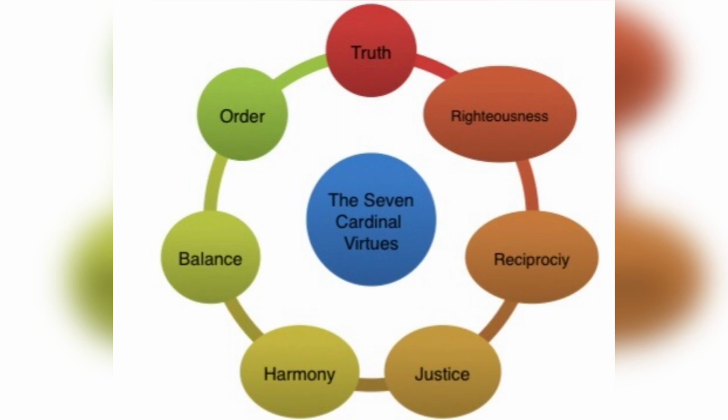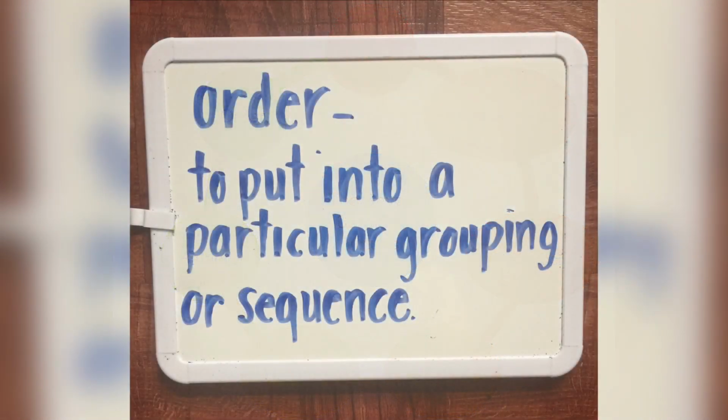The African ancestors of the Nile Valley believed in the proper ordering of the universe and society. They believed that naturally all people were good. This belief was expressed as Maat, the rightness in us all. Well, these are the 7 virtues: truth, righteousness, reciprocity, justice, harmony, balance, and order. The definition of order is to put into a particular grouping or sequence.